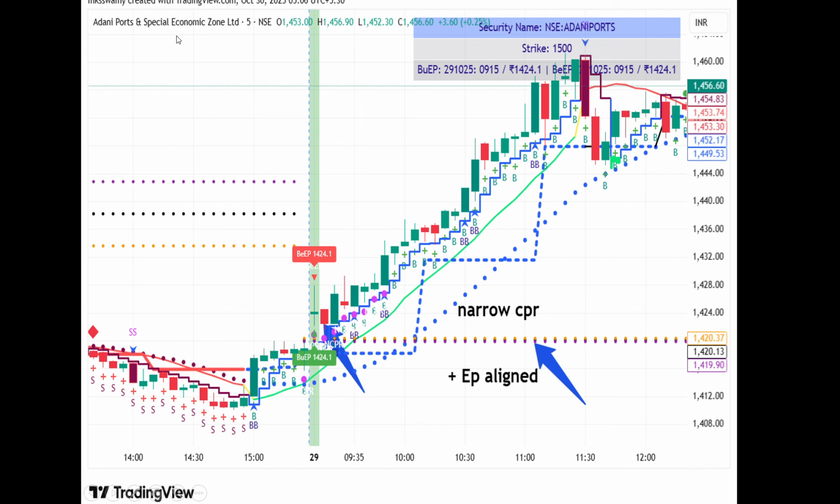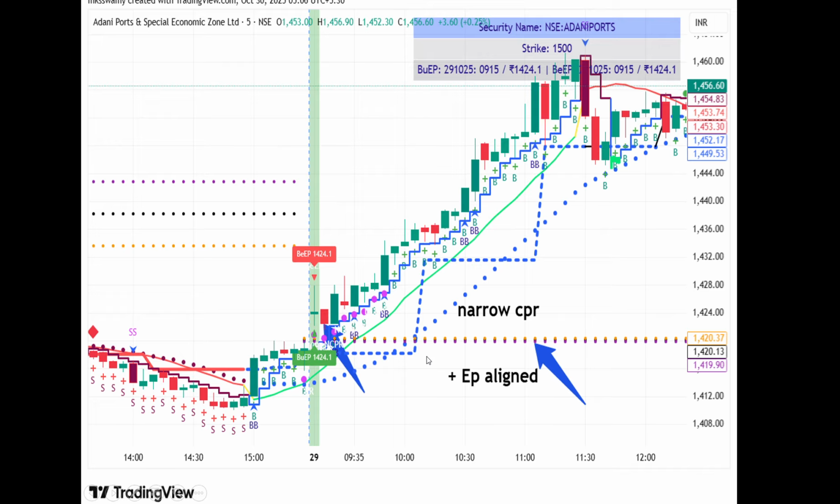Here, I'm taking an example of Adani Ports, to show how we can combine the EP with the CPR. Here, EP, institutional money, you are seeing entering on the 29th. So the high of the EP is plotting 1424 at the opening bell. The table is showing 1424. Anything above 1424 is a buying opportunity.